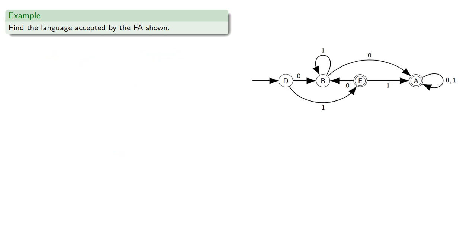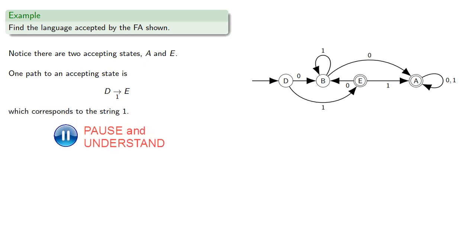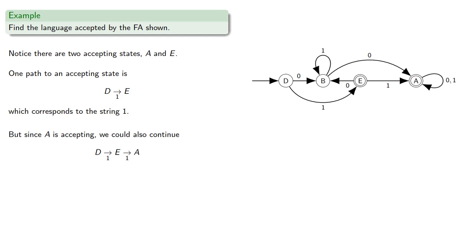Or let's take a more involved example. Notice there are two accepting states, A and E. One path to an accepting state is from the initial state D to the accepting state E. And we can get there if we start at D and get instruction 1. Now, since A is also accepting, we could continue onwards from E. So we could go D to E to A. And we go from E to A if we see instruction 1, but there's a loop, so we can loop around as many times as we want to, and so we have another string that's part of the language.